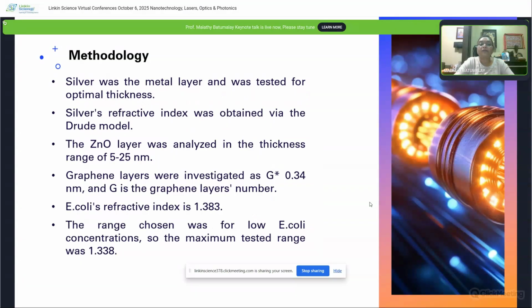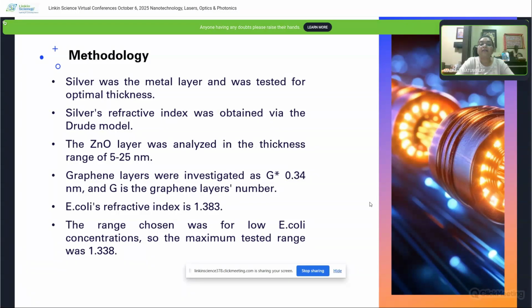Furthermore, silver was chosen as the metal layer and was tested to find out the optimal thickness required. Silver's refractive index was obtained via the Drude model. The zinc oxide layer was analyzed in the thickness range of 5 to 25 nanometer. The graphene layers were investigated as G layers at 0.34 nanometer, and the G represents the graphene's layer number.